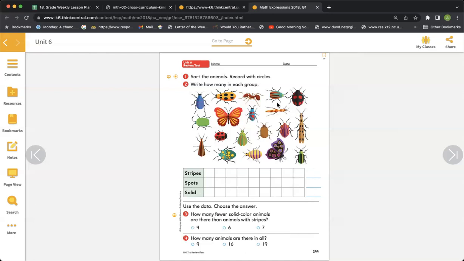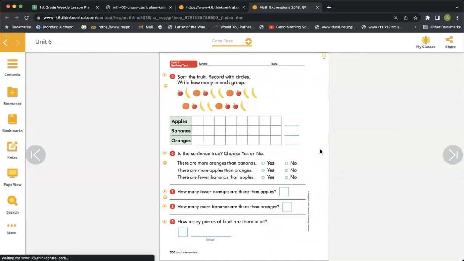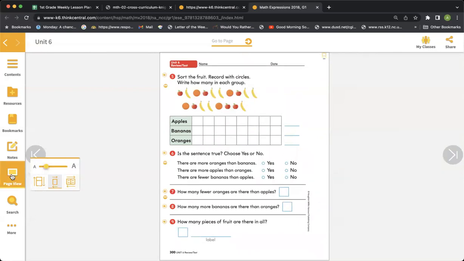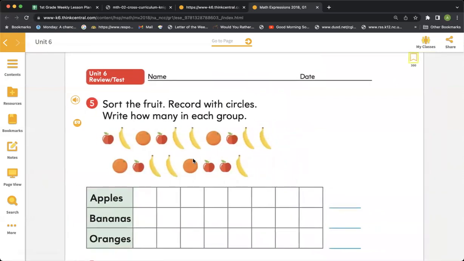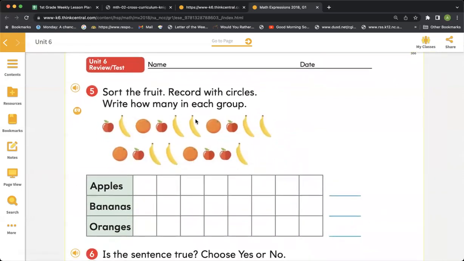We will be moving on to the back side of this piece of paper. So when you flip it, you will see this on the other side. I'm going to go ahead and change my page view so you can see better. All right, so you should have this at the top of the page where you have apples, bananas, and oranges.